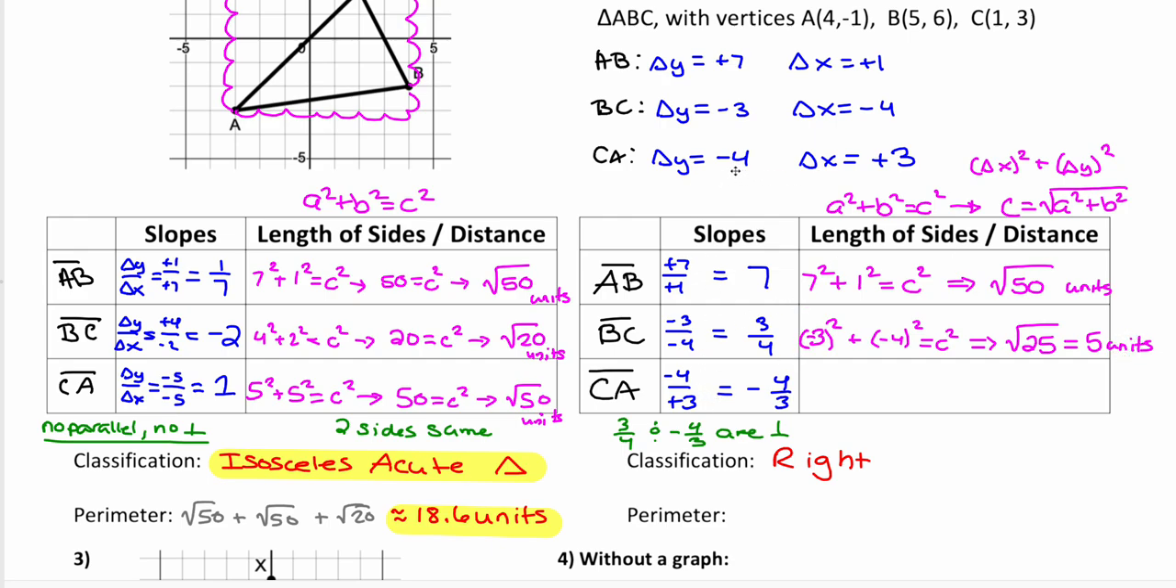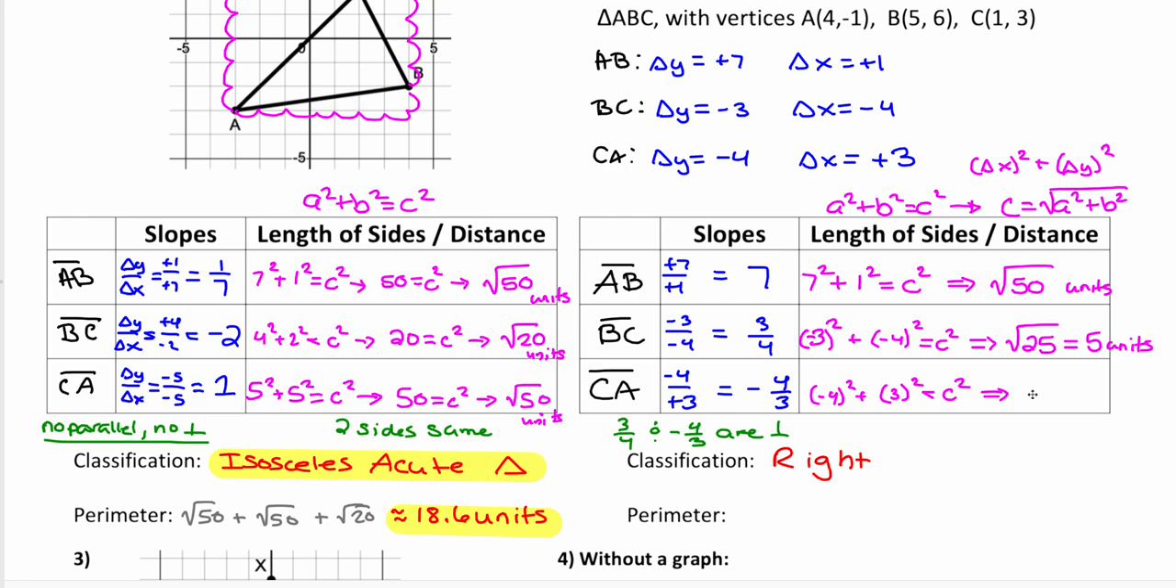All right, last one is from C to A. My change in y, again, you can do change in x first or change in y first. It doesn't really matter. Since it is negative, I will put it in parentheses and put negative 4 squared. Or you can just take the fact that this is just going down 4 spaces and just say 4 squared. It's the same thing because when you square a negative, it becomes a positive. Plus, the change in x is 3, so that's going to be a positive 3 squared is equal to c squared.